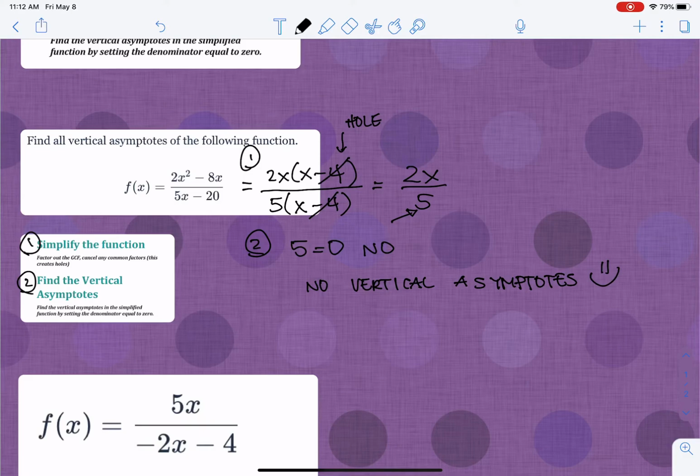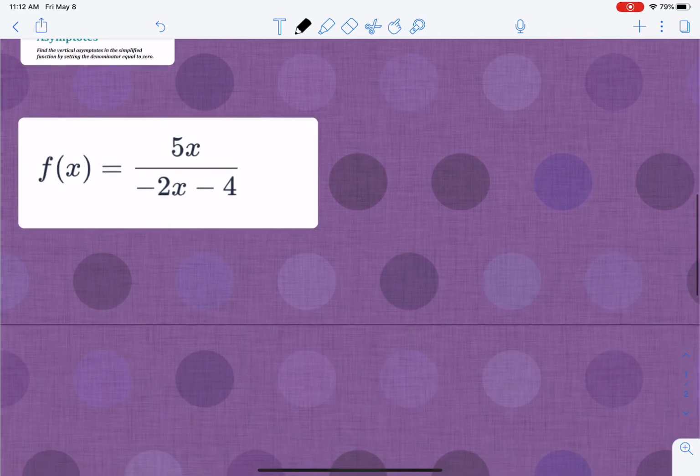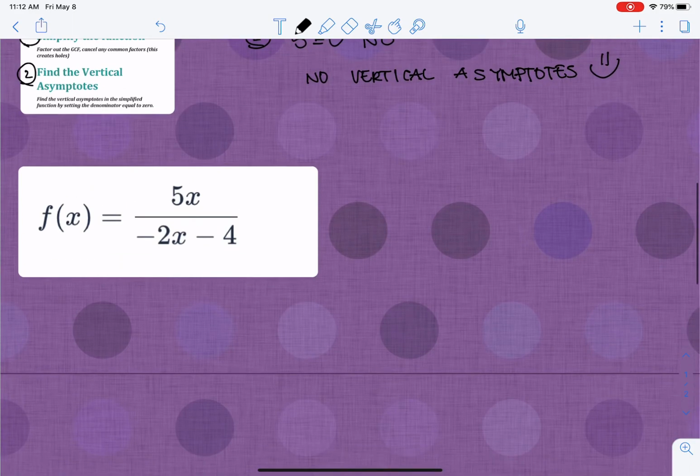Yay, almost done. Okay, you guys are going to have 5 examples to complete. I'm just going over 3 kind of different variations that you might find on the Delta Math. Okay, so let's do the first step, which is to simplify.